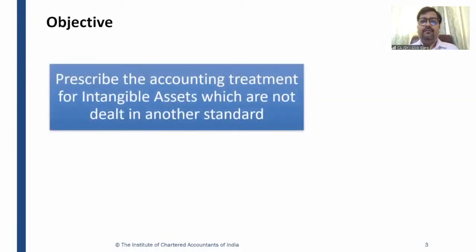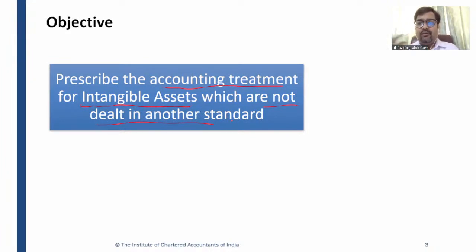Coming to the objective, of course, the standard prescribes the accounting treatment. Accounting treatment of what? Accounting treatment for intangible assets which are not dealt with in another standard, right? Financial asset. What is a financial asset? Again, in terms of substance, it is an intangible asset. But is it covered under Ind AS 38? Answer is no. That financial asset is covered under Ind AS 109, Ind AS 32, right?